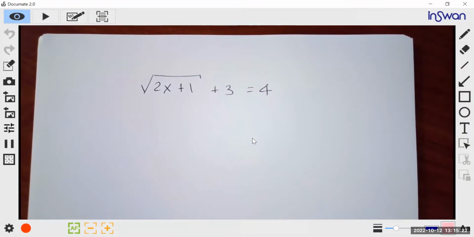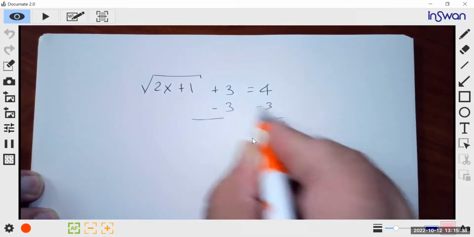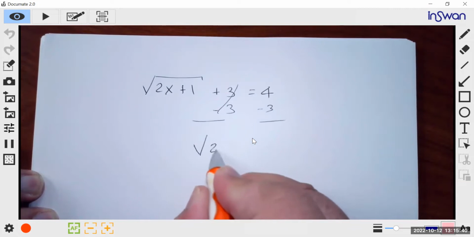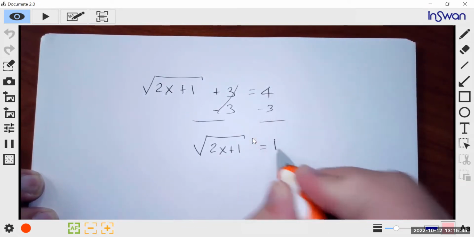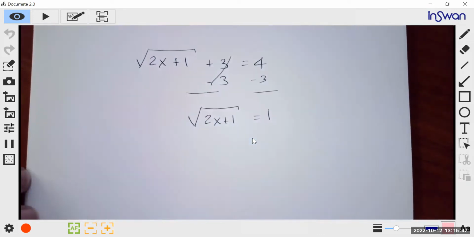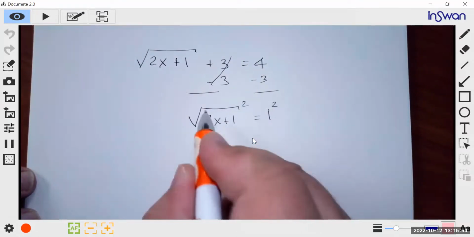Radical 2x plus 1 plus 3 equals 4. Subtract 3, because we have to isolate the radical. 4 minus 3 is 1. Then, since it's isolated, get rid of it. Square both sides.